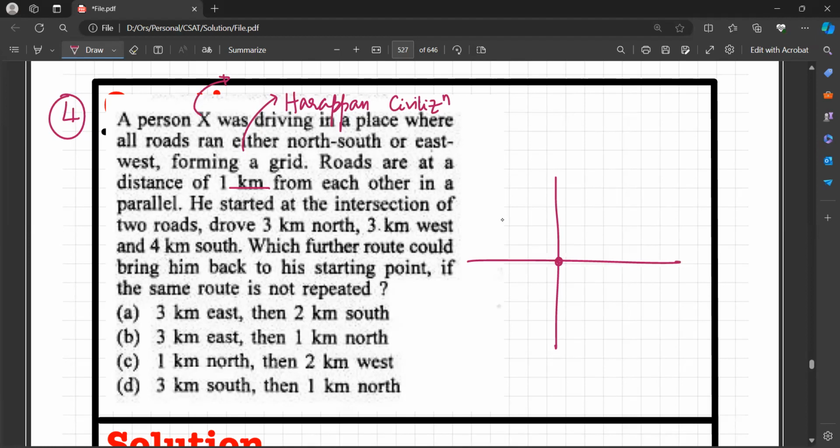Now, suppose the person is at Mohenjo-daro, roads at 1 kilometer from each other. He started at an intersection of two roads, drove 3 kilometers north. Suppose this is 3 kilometers north, going towards Citadel. Got it? Then goes 3 kilometers west. That means to this side.